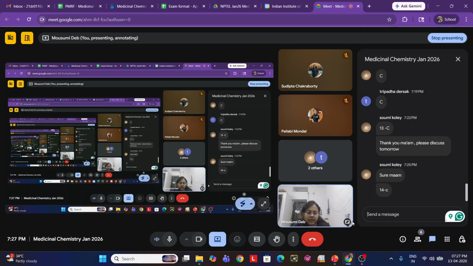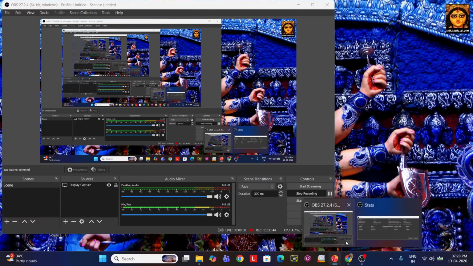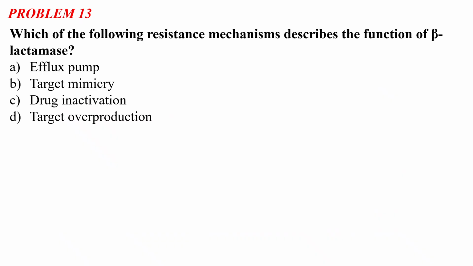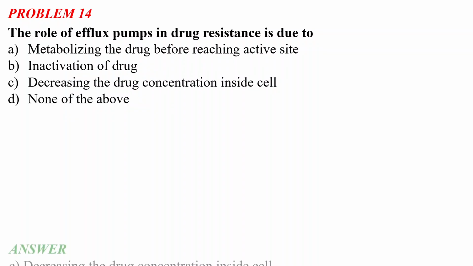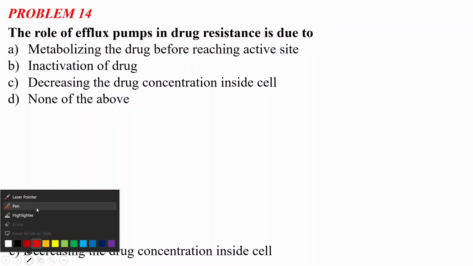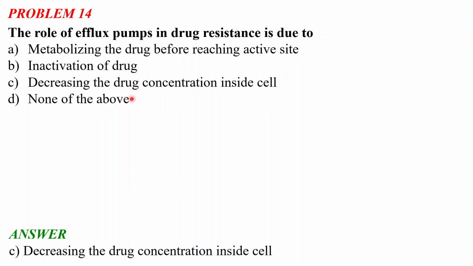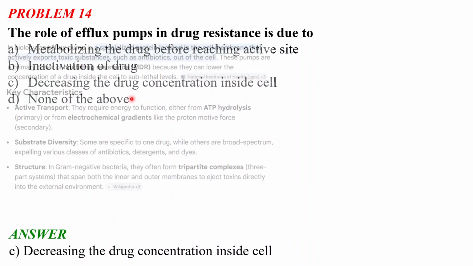Okay, I have received one answer. Number C is the given answer. Let me check if it is correct or not. So the correct answer is, very good, number C: decreasing the drug concentration inside the cell is the role of the efflux pumps in drug resistance.